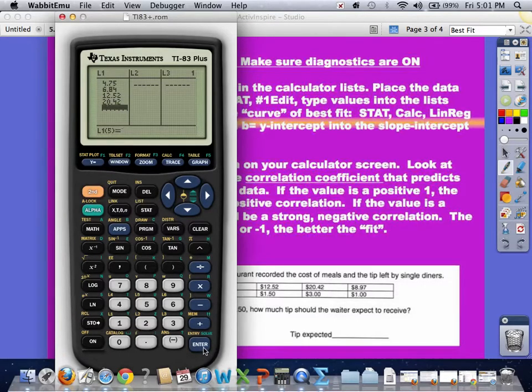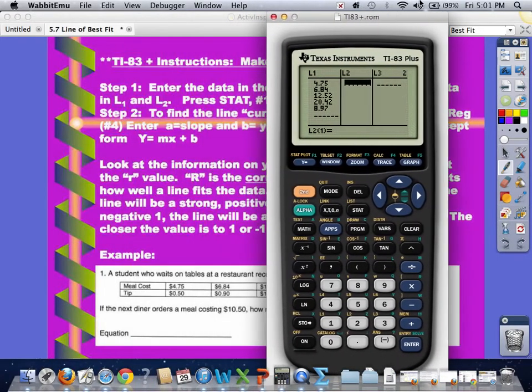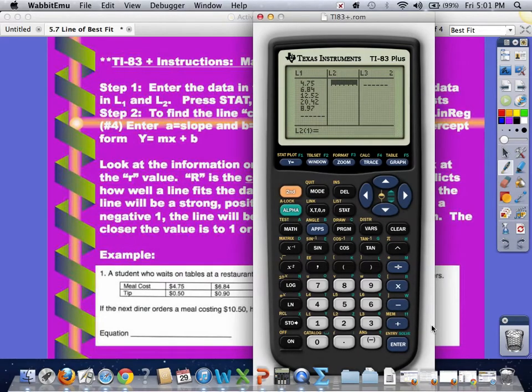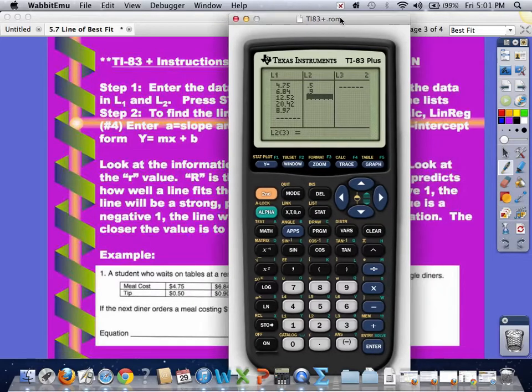Enter. And then 8.97. You hit enter. Now, you move over to the next column by moving the left-right button, moving over to the right, and you type in your L2 stuff. So that's going to be 0.50. Enter. 0.90. Enter. Move it back out of the way.